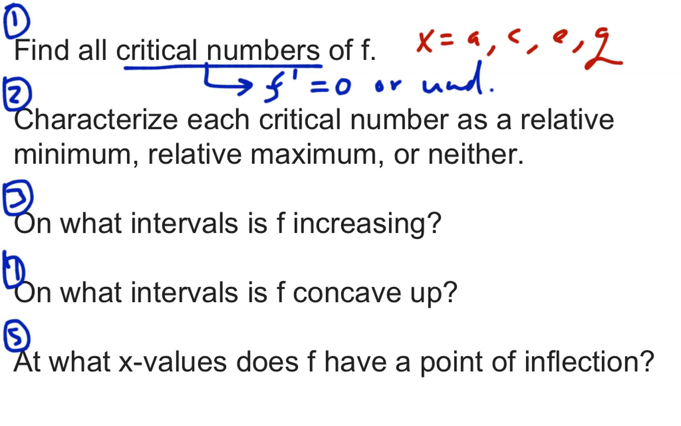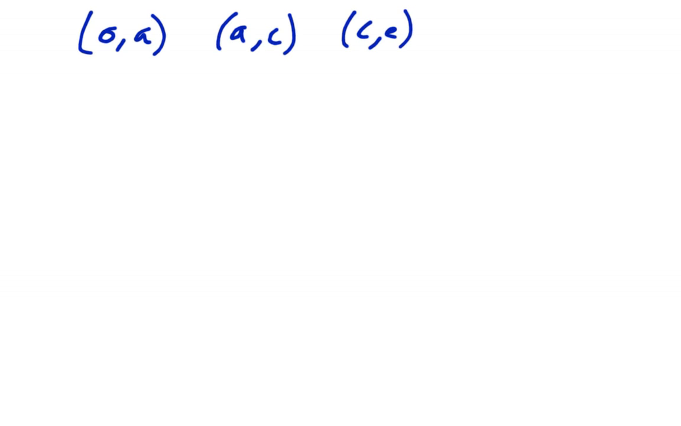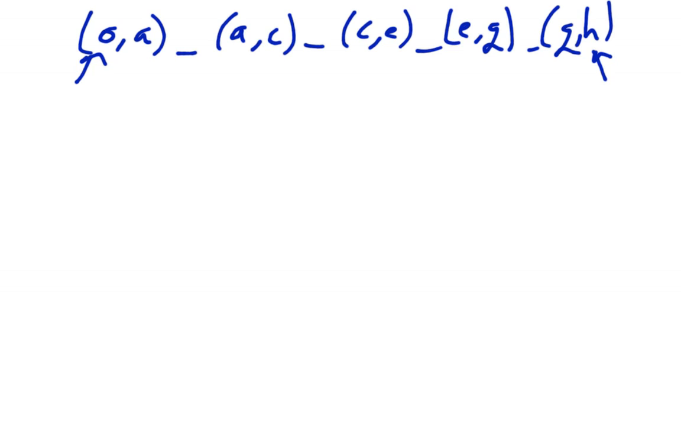For the second question, when I'm categorizing each critical number as a relative minimum, relative maximum, or neither, this is where I'm going to use my chart. So I'm going to write out each of the intervals. I have 0 to a, a to c, c to e, e to g, and finally g to h, because remember my function goes between 0 and h. Those are my endpoints, and each break between the intervals are the critical numbers.